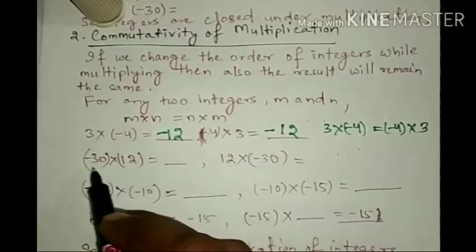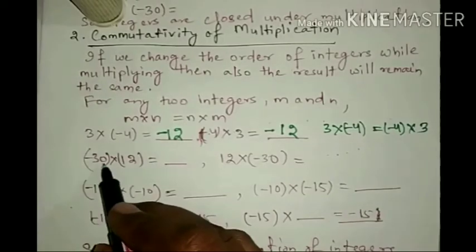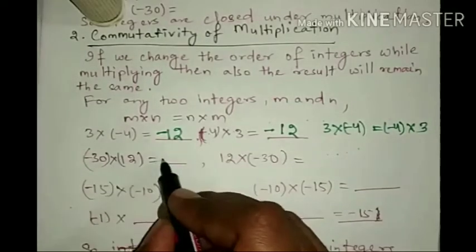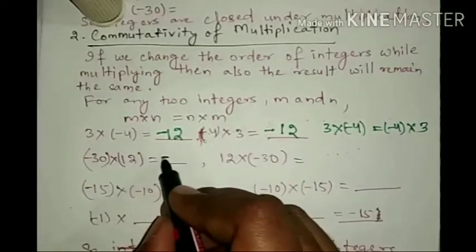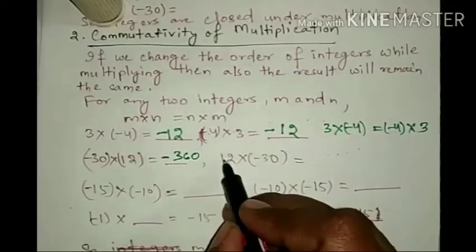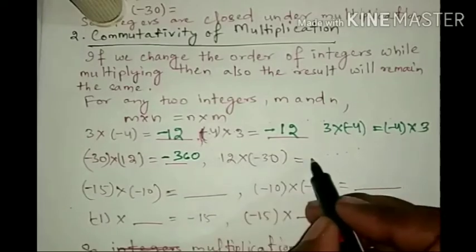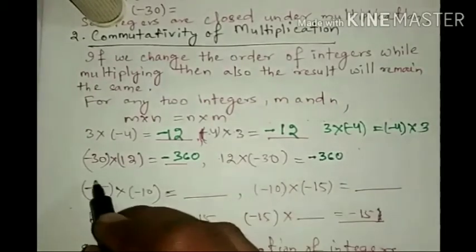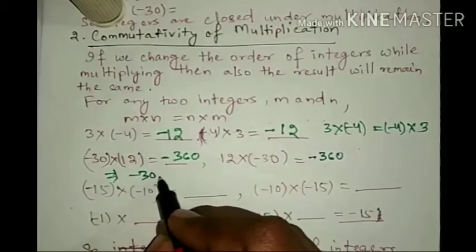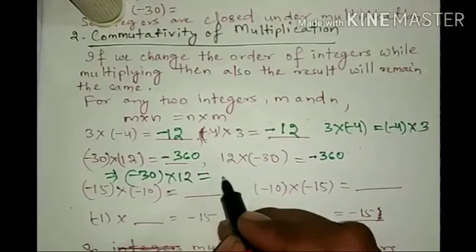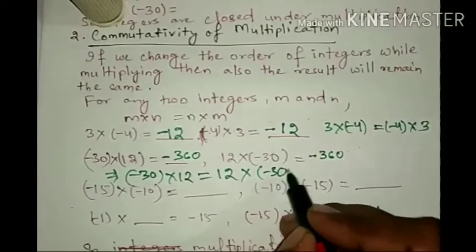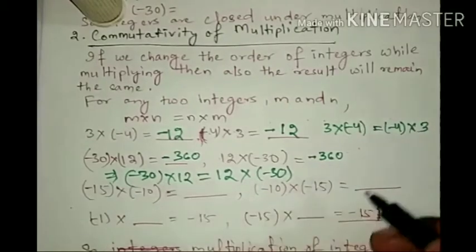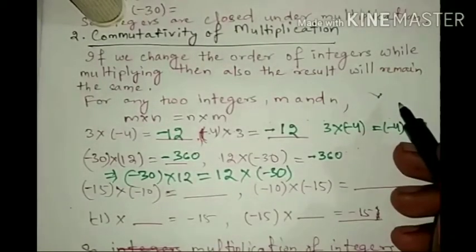Like that you can do minus 30 into 12 equal to minus into plus, minus, 360. Like that, 12 into minus 30, plus into minus, equal to minus 360. So you can write minus 30 into 12 equal to 12 into minus 30. We are changing the order, still the answer is the same for both. So multiplication of integers is commutative.